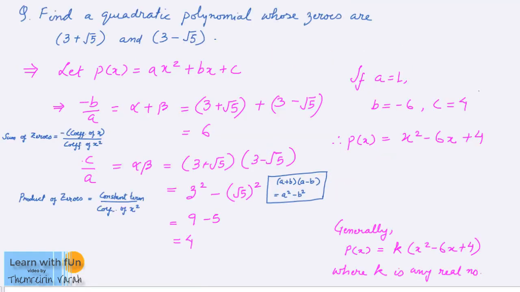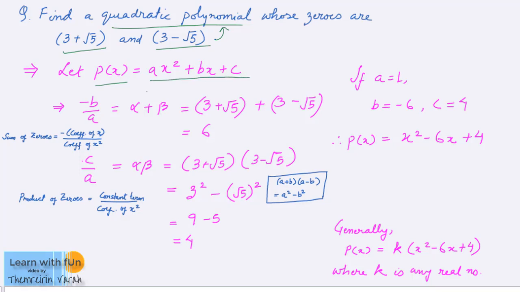Alright, now that the concept is clear, let us solve a question. Find a quadratic polynomial whose zeros are 3 plus root 5 and 3 minus root 5. The zeros are 3 plus root 5 and 3 minus root 5. We have to find the quadratic polynomial. Let the quadratic polynomial be ax square plus bx plus c.